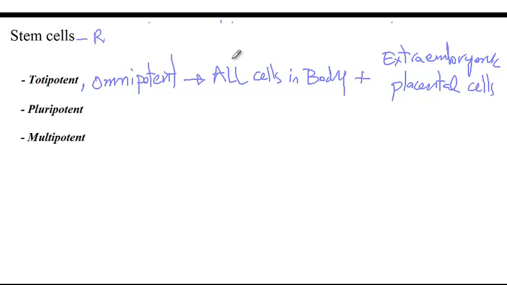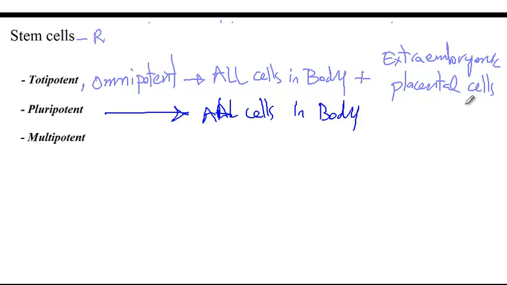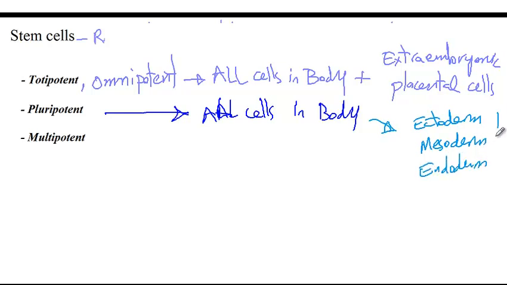Next, we have the pluripotent cells, which give rise to all the cells in the body, but they can no longer give rise to extraembryonic or placental cells. And so embryonic stem cells, for instance, are examples of pluripotent cells that can give rise to ectoderm, mesoderm, and endoderm that give rise to different tissues in the body.